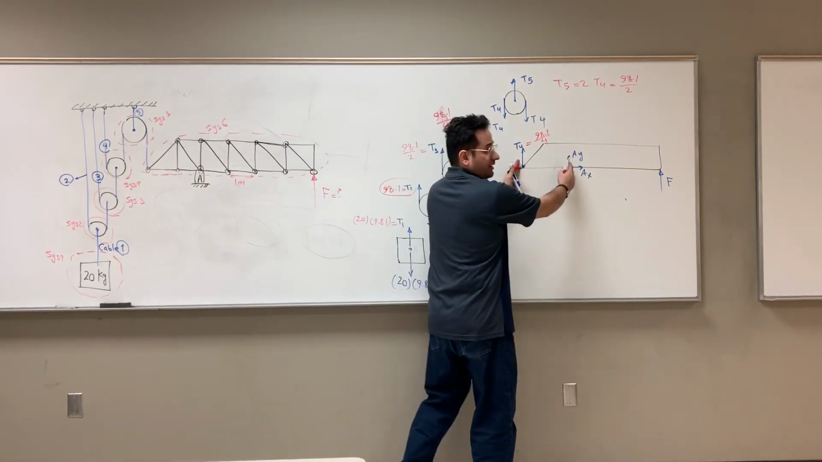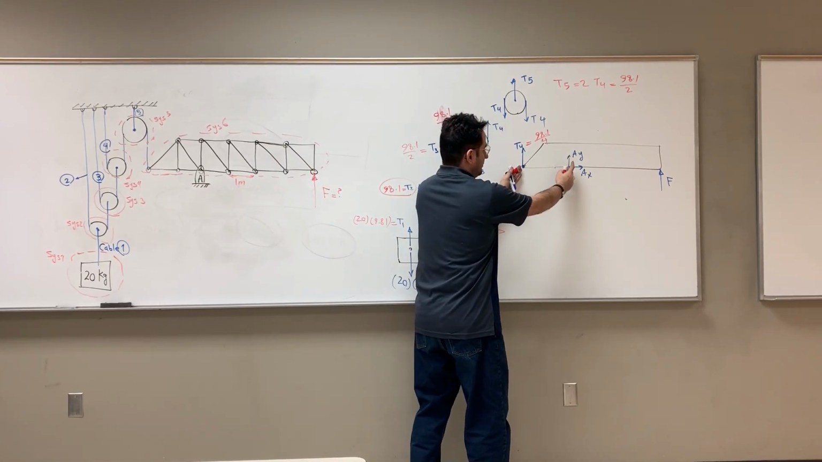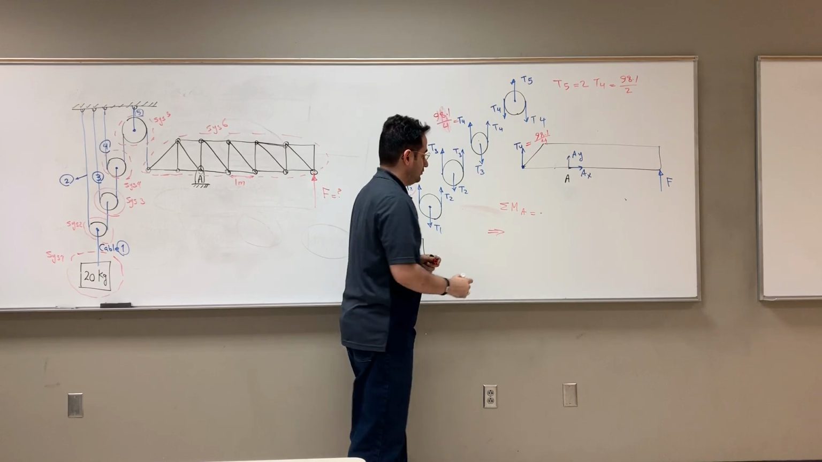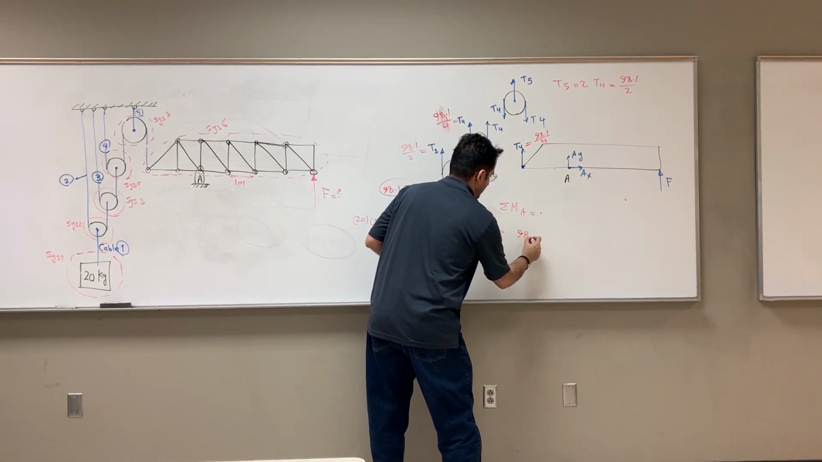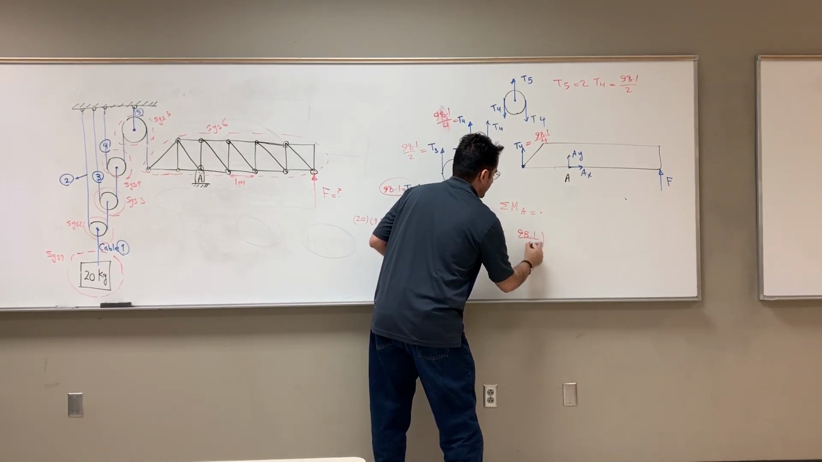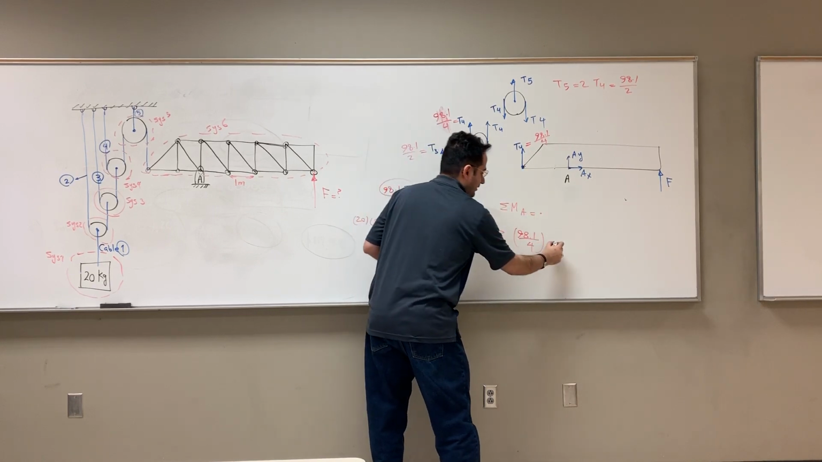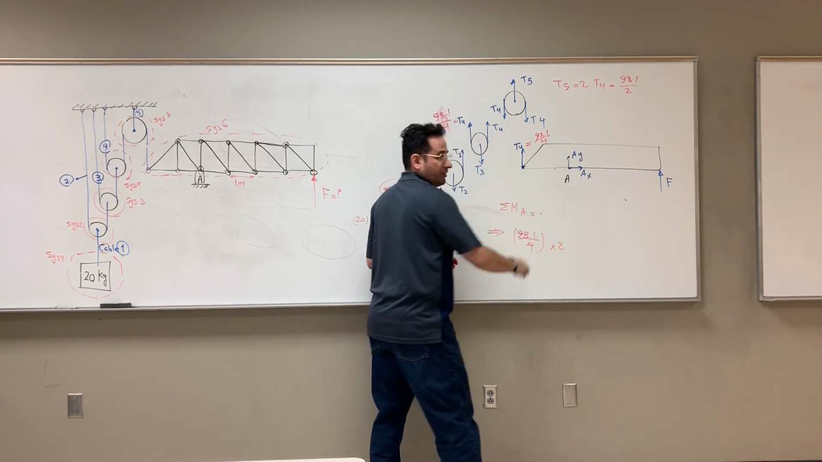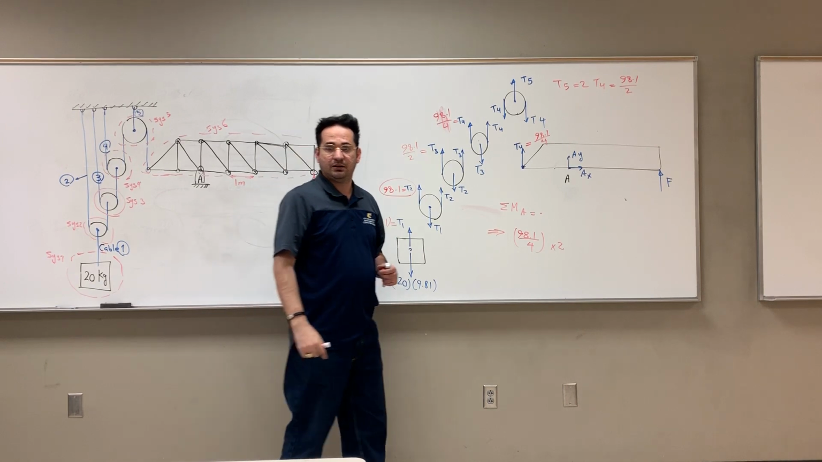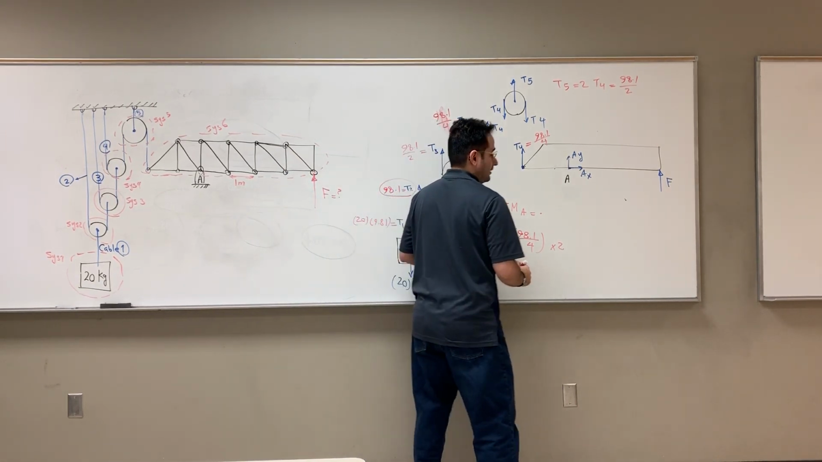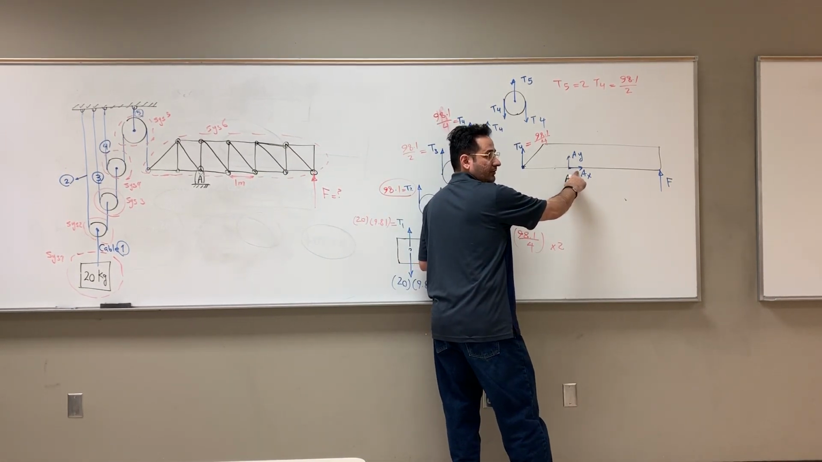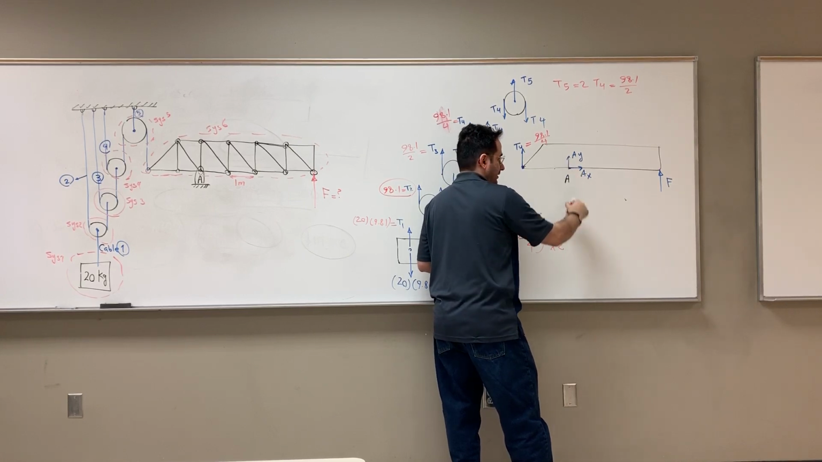T4 times this distance. What is this distance from here to here? 2. So 98.1 divided by 4. This is T4 times 2 from here to here. Positive or negative? Negative. Right? Moment coming from here is 0. Moment coming from here is 0. They go all through the 28.